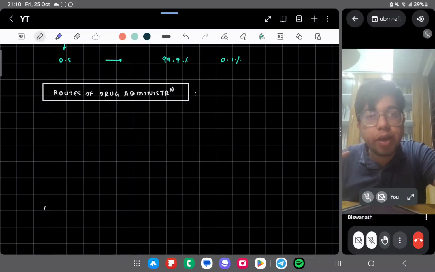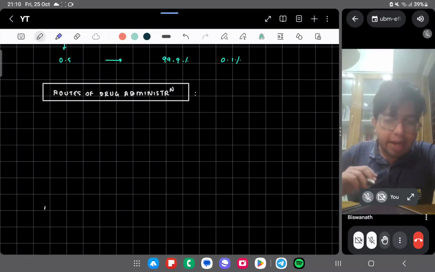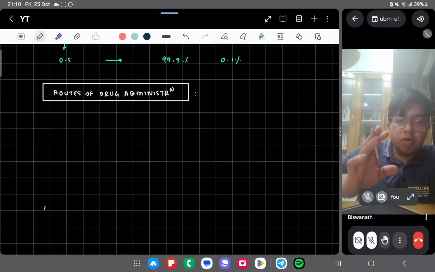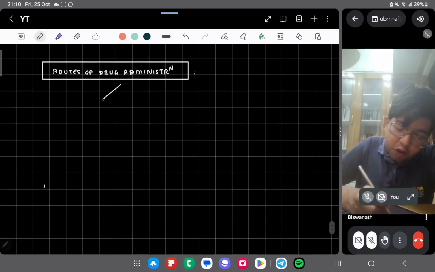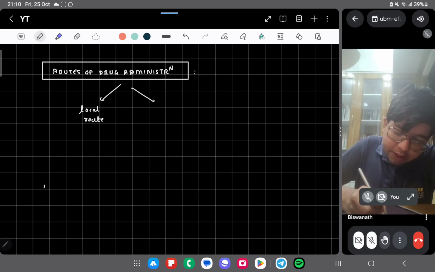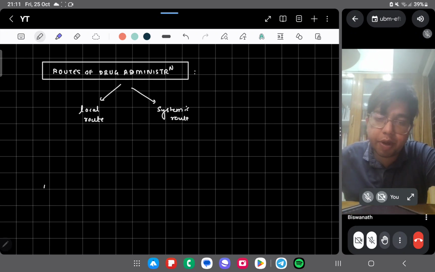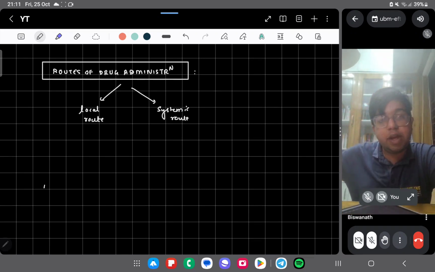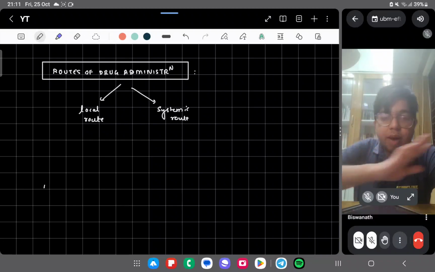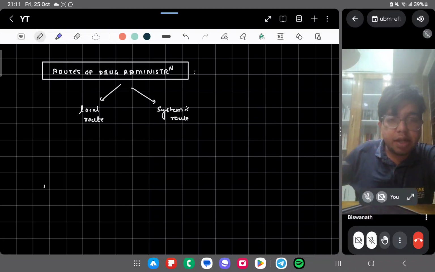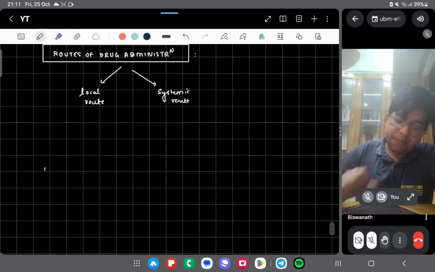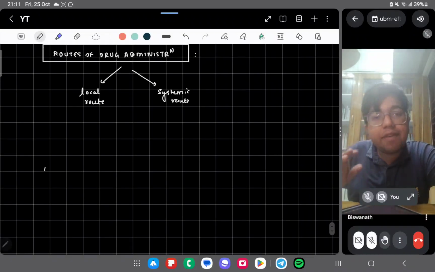Like that. Okay. So if you have to classify, we have something called a local route and a systemic route. Systemic route means they are moving via the veins and going to the heart and so on. Local route means you apply that, it works there, nothing else. Done.